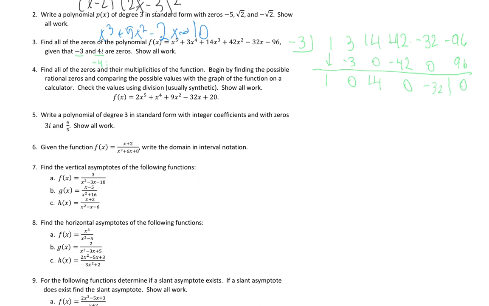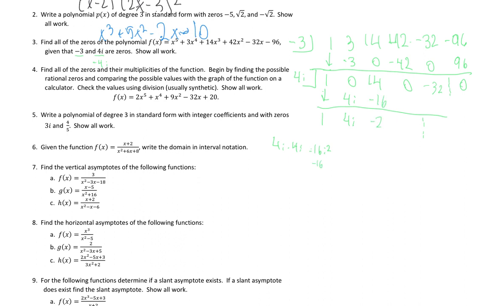So that gives us a reduced one, but we know that 4i will also be a zero. So if I try synthetic division on our reduced one with 4i, it should also work. I'll bring down the 1. 1 times 4i is 4i. Add those together, we get 4i still. 4i times 4i: 4 times 4 is 16, and we get i squared, which is negative 1, so we get negative 16.